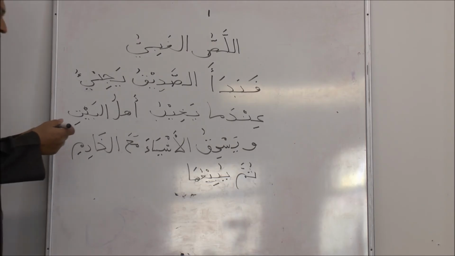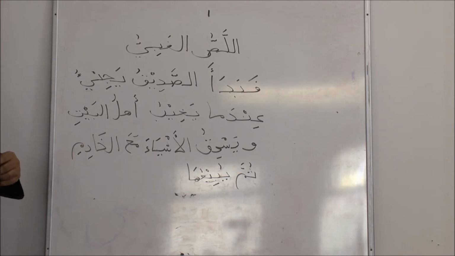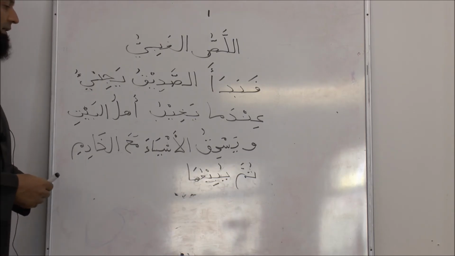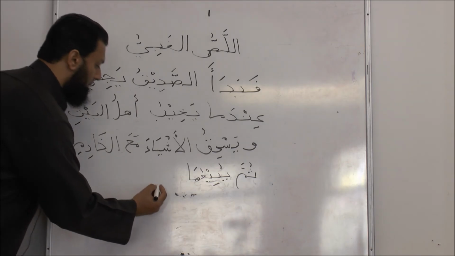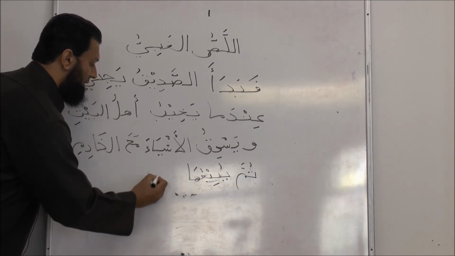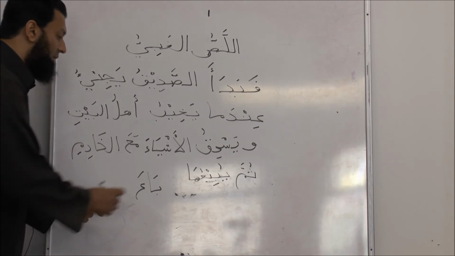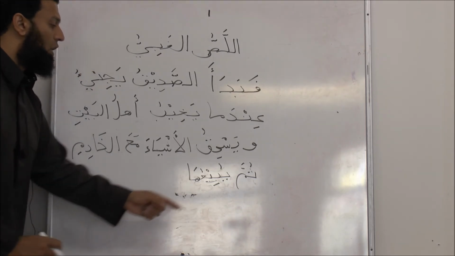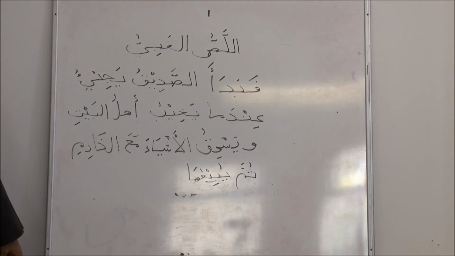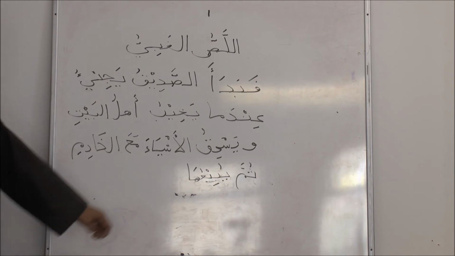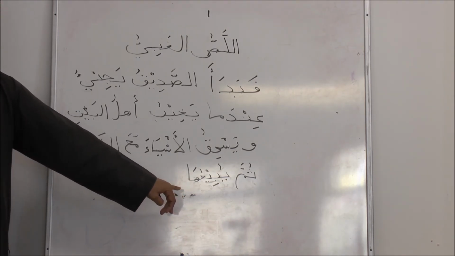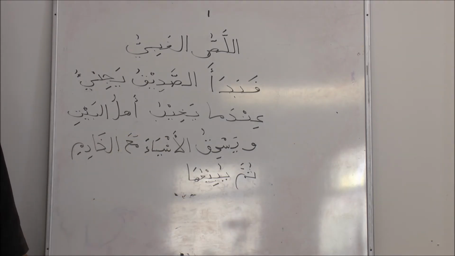It's the opposite of yeshtari. Sell. Right? No, buy is yeshtari. Remember, this is ba'a. Ba'a, he sold. So don't forget that. We've done it before. Ba'a is he sold. This is the present tense. Right? Thumma yubi'uha. Then he'll sell them. What does the ha refer to? To the things. Right, Ahsan. You came late, but now you're thinking. Thumma yubi'uha.